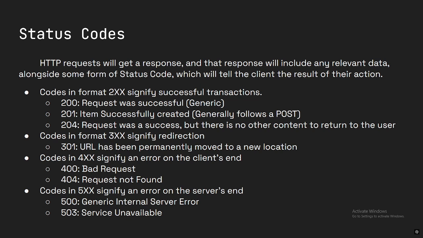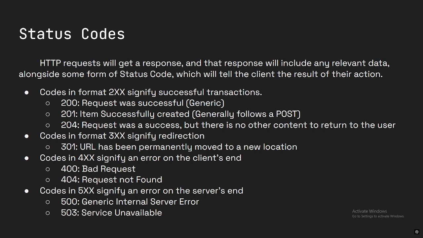So for example, we're going to look at some codes. Codes that start with 2, so a 200 form code, will typically signify a successful transaction. A 200 is your OK code. It's just a generic "your request was successful" code. But sometimes you might want to be a bit more specific. For example, you could send a 201 back, which will mean that the item was successfully created. Usually if you send a POST request, the thing you want to receive back is a 201.